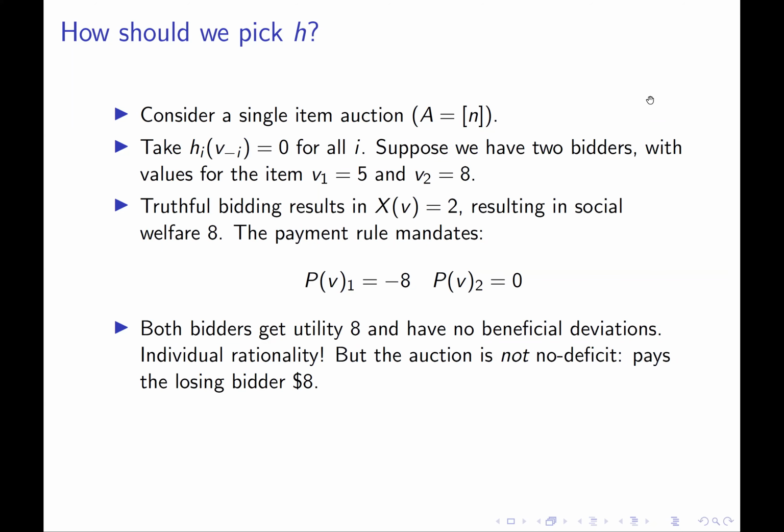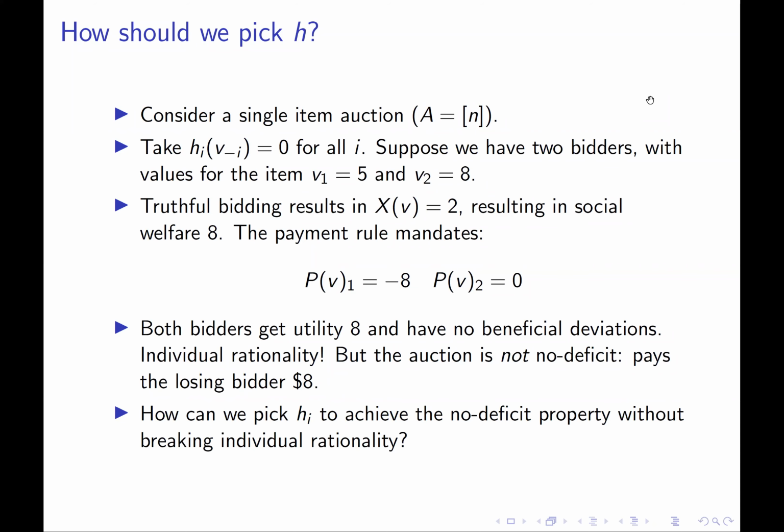But of course, this mechanism is not no deficit. This is a mechanism that's getting incentive compatibility by bribing people, right? This is not a mechanism we want to run. It's expensive to run. Somehow the way we got incentive compatibility is by bribing bidder 1 not to deviate.